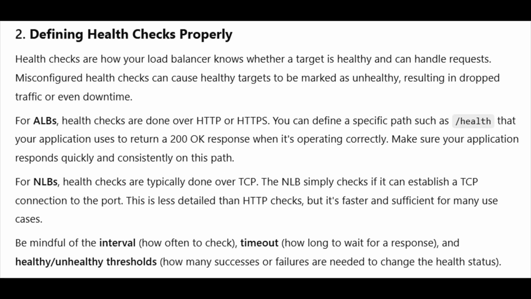2. Defining health checks properly. Health checks are how your load balancer knows whether a target is healthy and can handle requests. Misconfigured health checks can cause healthy targets to be marked as unhealthy, resulting in dropped traffic or even downtime. For ALBs, health checks are done over HTTP or HTTPS. You can define a specific path such as /health that your application uses to return a 200 OK response when it's operating correctly. Make sure your application responds quickly and consistently on this path.